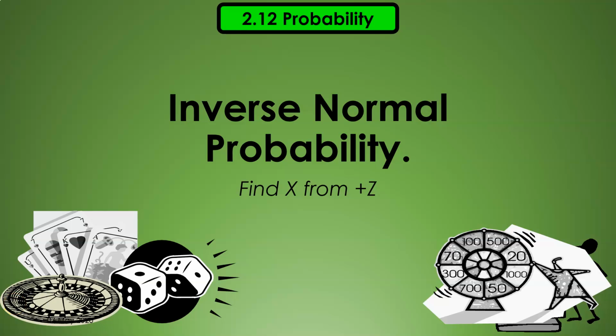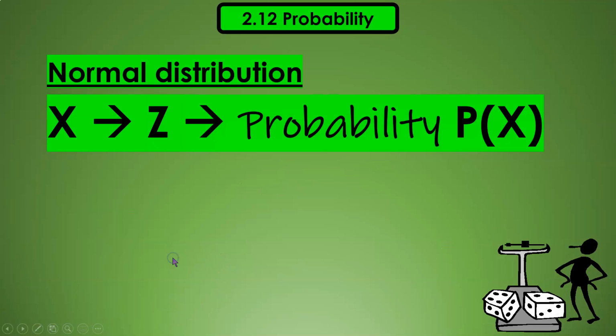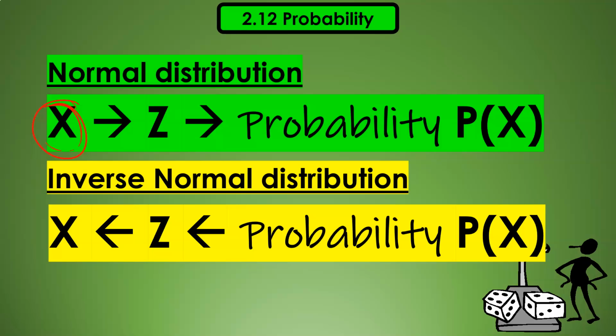Okay, today's lesson is continuing our work with inverse normal probability, finding x from a positive z value. We talked about this last lesson: in the previous lessons we have been looking at normal distribution where we have a real world value which we call x. We need to convert it to a z value so that we can work out the probability. Inverse normal distribution goes the other way. We're given the probability, we need to work out the z value.